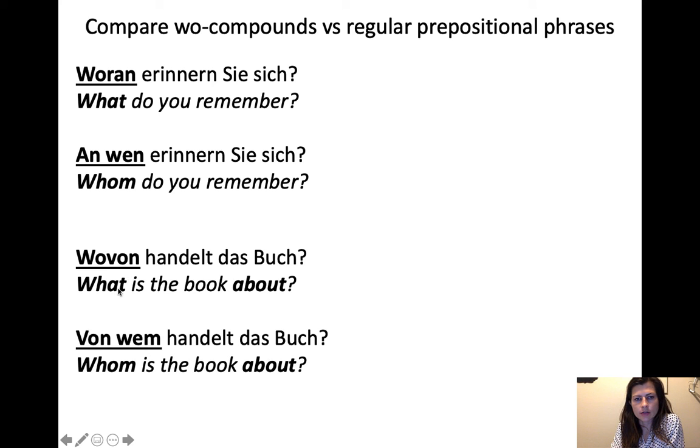So now instead of asking what is the book about, we're asking for a person, and so we're still going to use von like you would otherwise, but then instead of using a wo construction, because that's only for non-people, we're going to use wem, which is of course our question word in the dative. Whom is the book about?